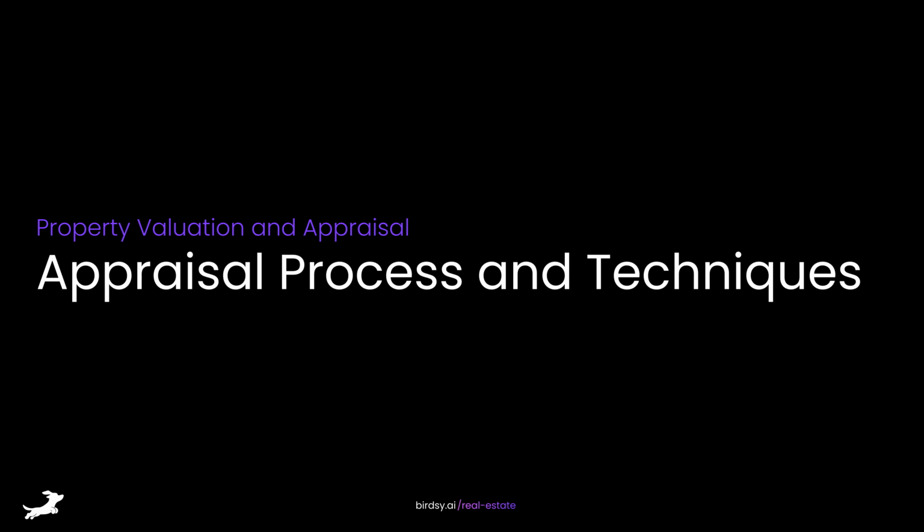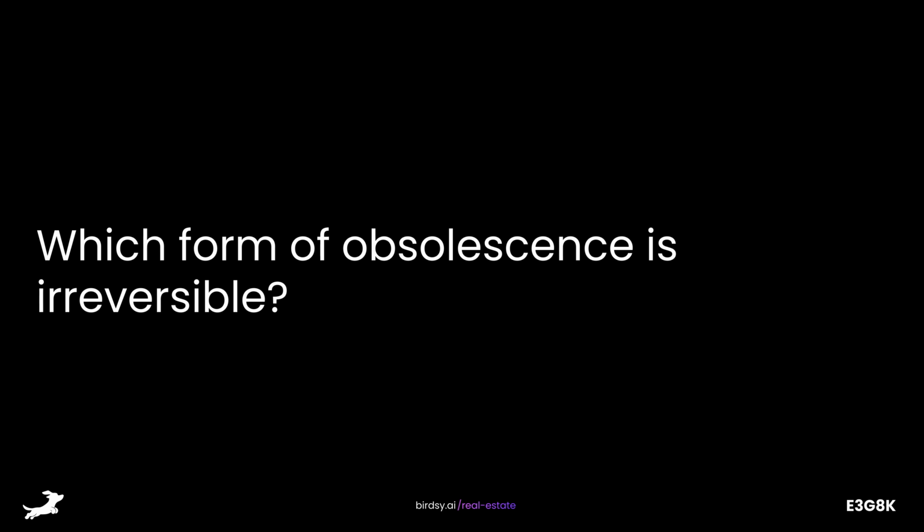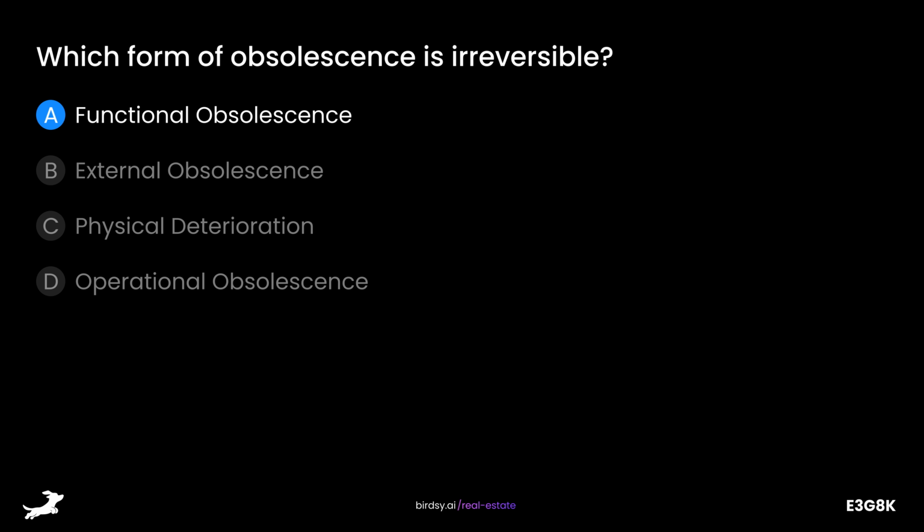Appraisal process and techniques. Which form of obsolescence is irreversible? Is it A, functional obsolescence? B, external obsolescence? C, physical deterioration? Or D, operational obsolescence? The answer is B, external obsolescence.